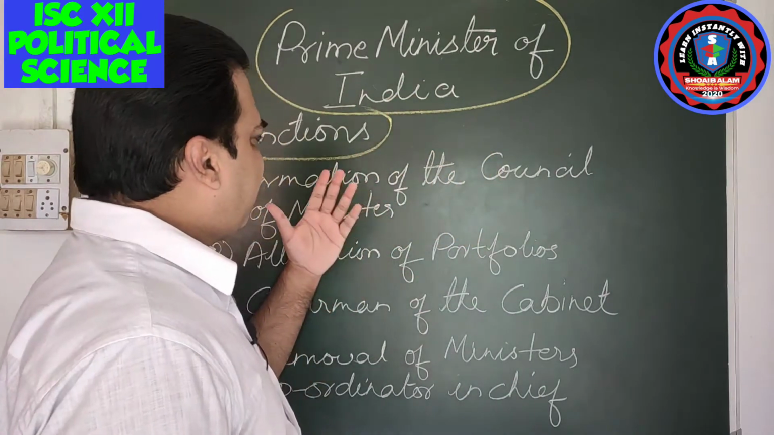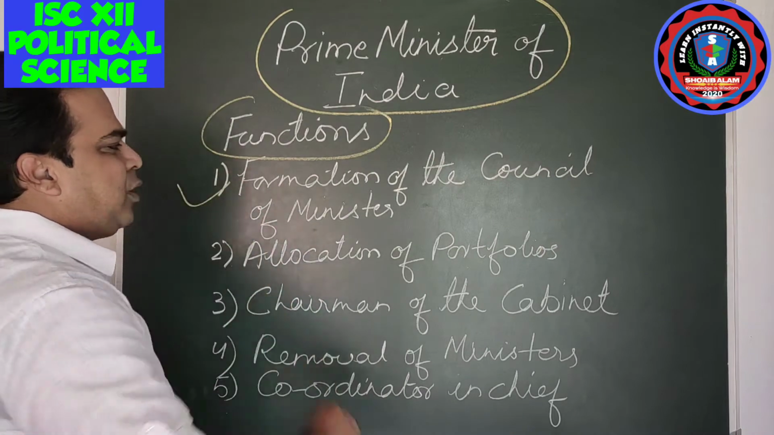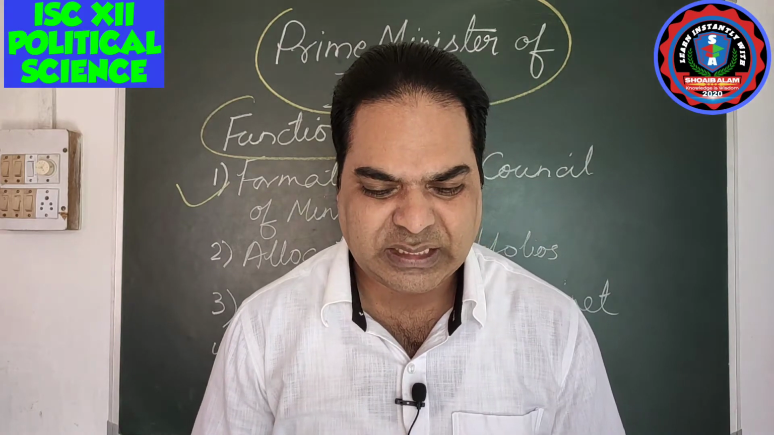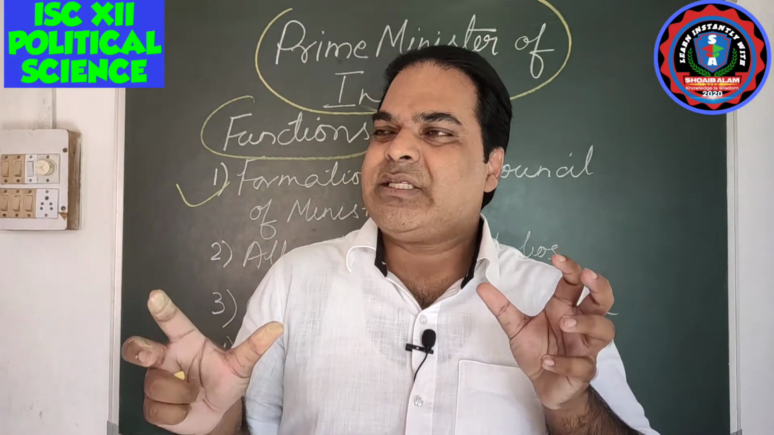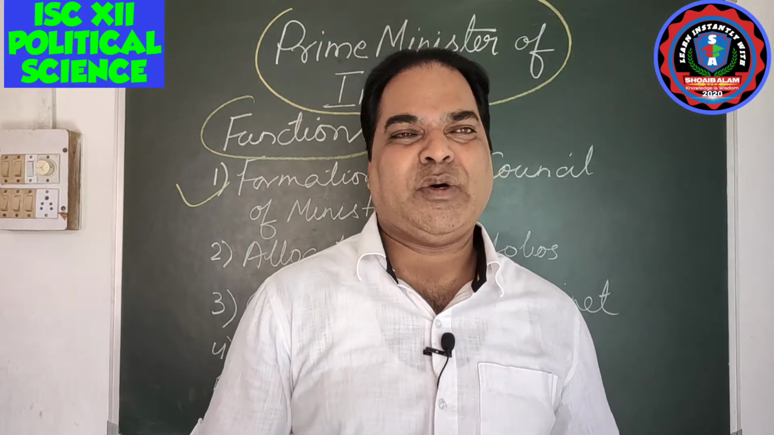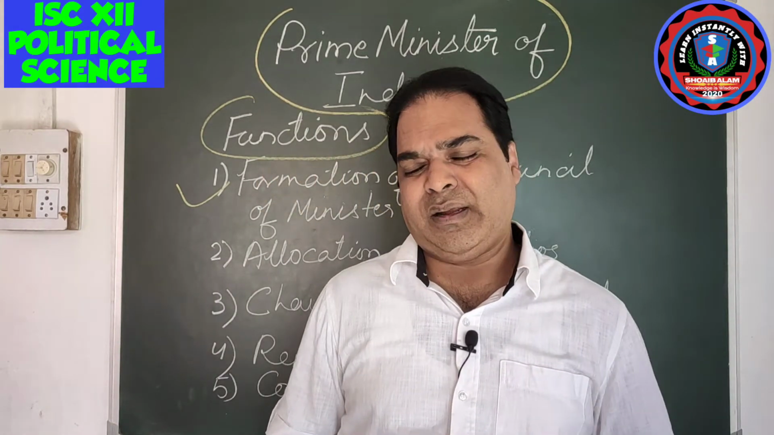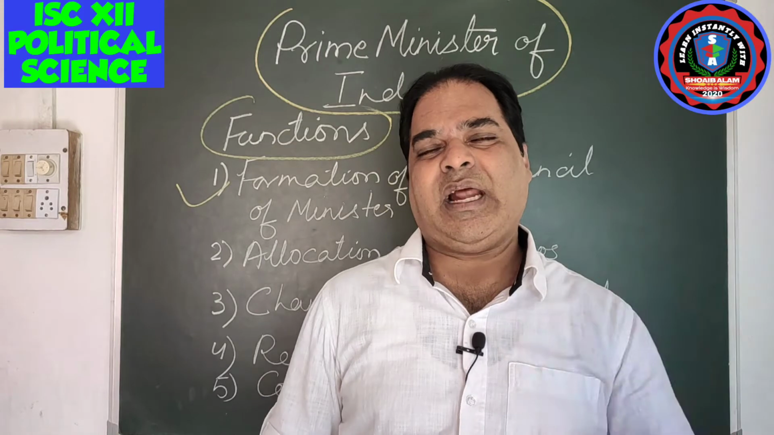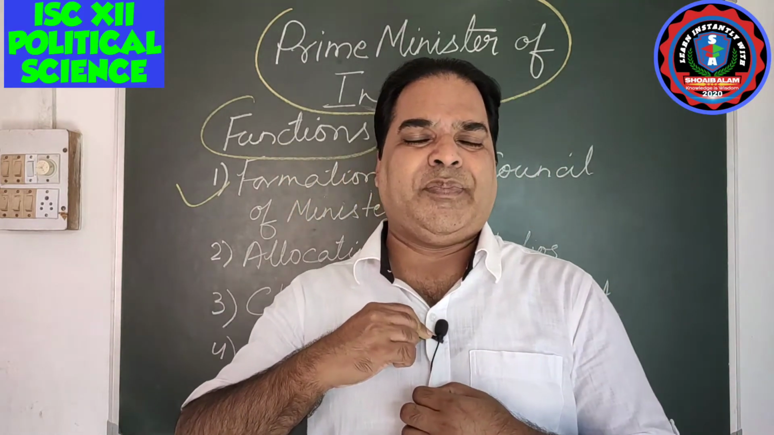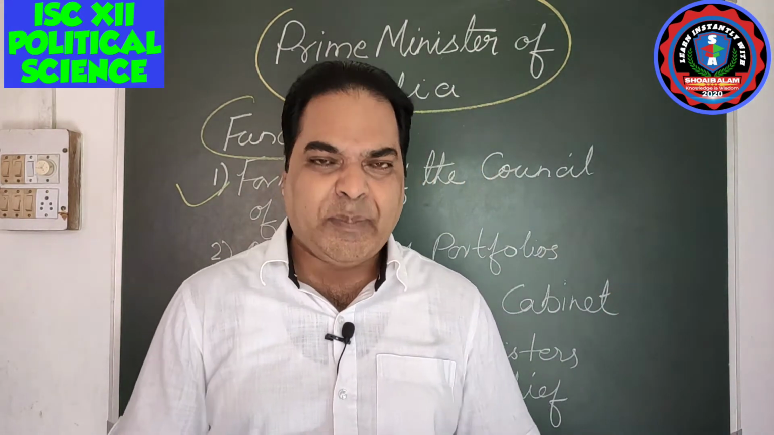Now, there are some functions the Prime Minister of a country has to do. The first one, as I told you, is the formation of the Council of Ministers. The Prime Minister forms the Council of Ministers in the sense that the Prime Minister decides who will be given what ministry. Suppose the Finance Ministry is there, the Home Ministry is there, the Defense Ministry, so many ministries are there. If I ask you to categorize, there are three categories of ministers: Cabinet Ministers, State Ministers, and Deputy Ministers.